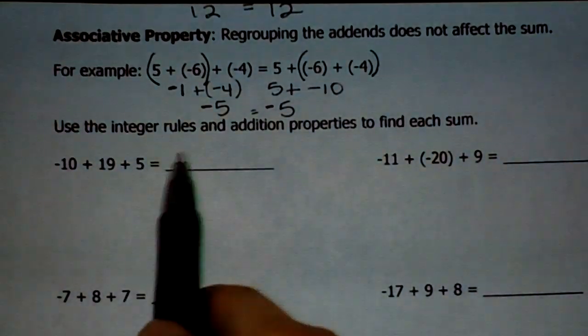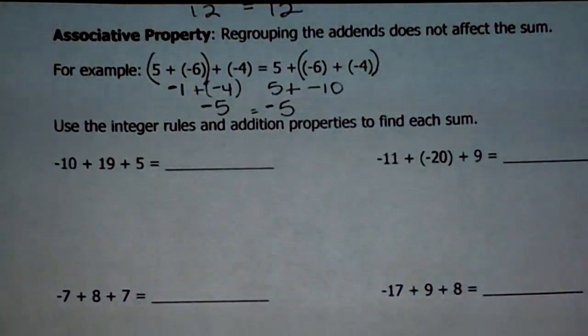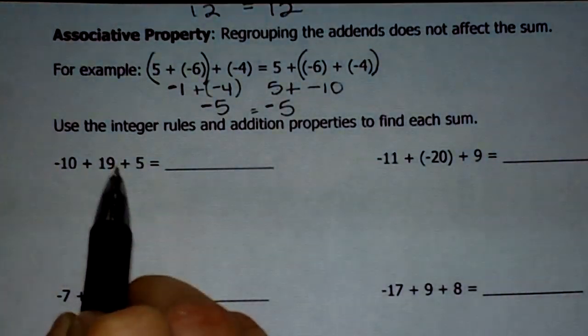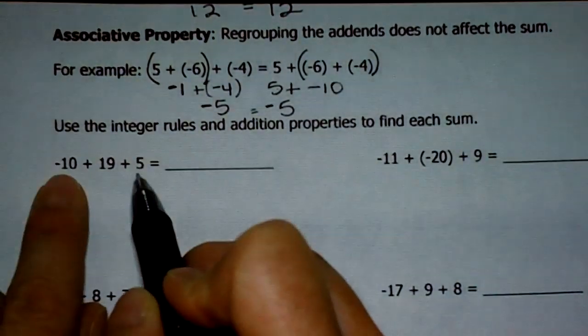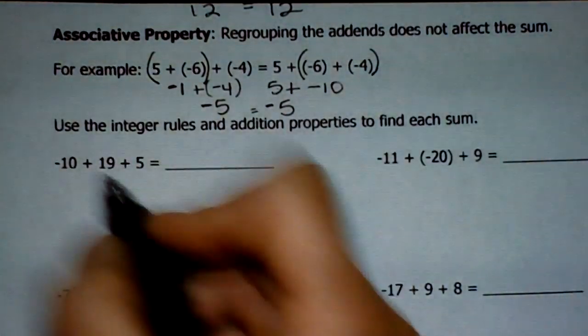We want to use the integer rules and the addition properties to find each sum. So these are all addition. I'm going to use my addition rules and the properties to help. So in looking at this problem, yes, you can go straight from left to right. You could add the 19 and the 5 first. You could add the negative 10 and the 5 first, however you want to work it. I think this one I'll just take from left to right.